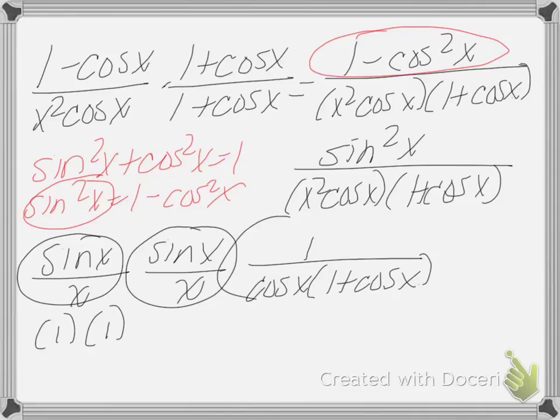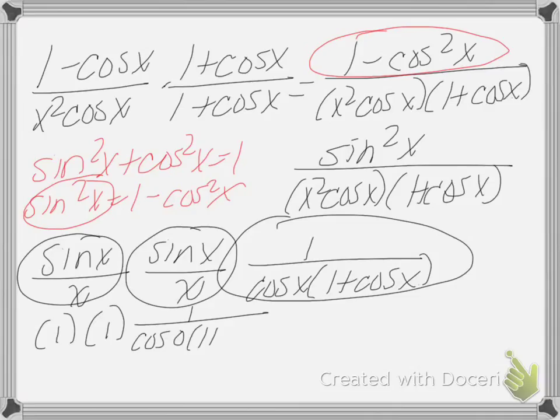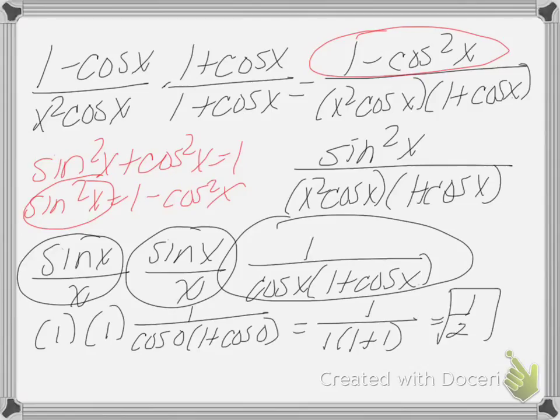And now I'm going to substitute 0 into this piece. So I'm going to get 1 over cosine of 0 times 1 plus cosine of 0. Okay, so 1 times 1 is just 1, and for my fraction I get 1 over cosine of 0 is 1, and I have 1 plus cosine of 0, which is 1. So I get 1 over 2 as my answer.